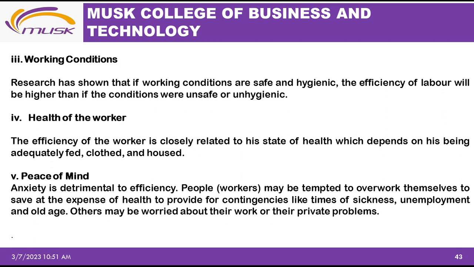The other one is the health of the worker. The efficiency of the worker is closely related to his state of health. So you may not be efficient if you have issues around health that disturb you, and it may not be you in person. It can also be a family member, and that will affect your ability to be efficient.